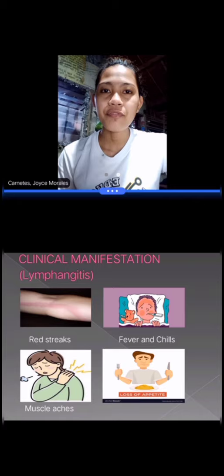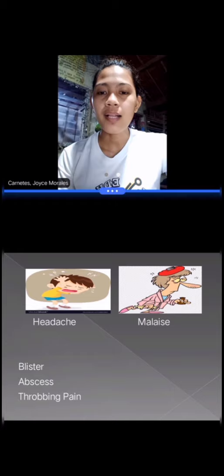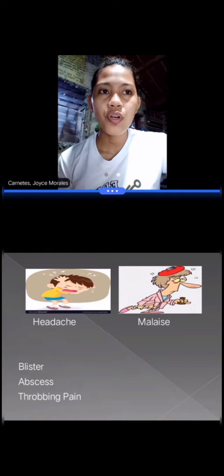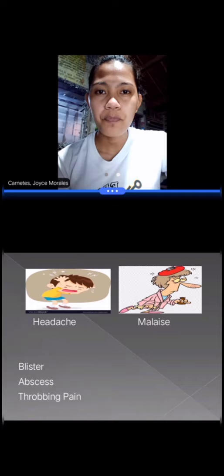Next are fevers and chills, muscle aches, loss of appetite, headache, malaise, and blisters. It will also create a blister in the affected area, an abscess at the infected wound or the area of the cellulitis, as well as throbbing pain in the affected area.